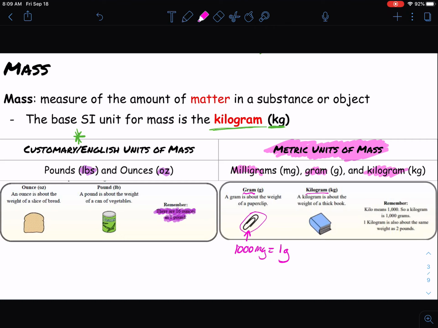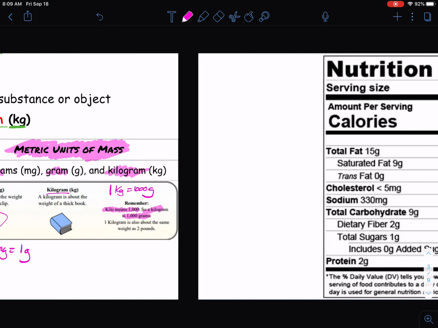Now, some good things to remember is this. Kilo means 1,000. So a kilogram has 1,000 grams. So 1 kilogram equals 1,000 grams. So again, metric: milligrams, grams, kilogram. English or customary: pounds and ounces.